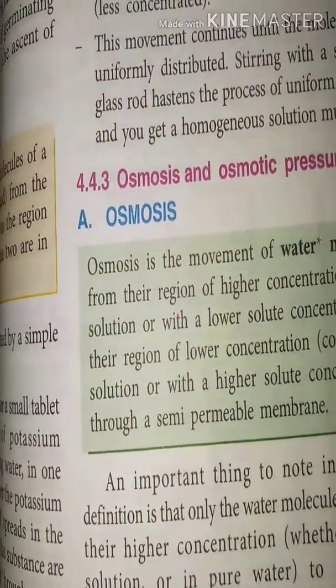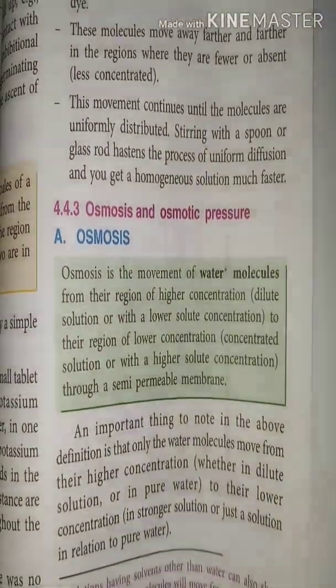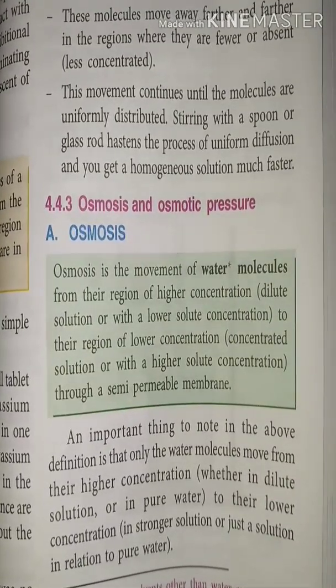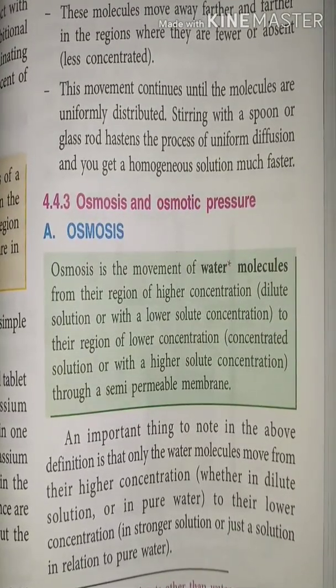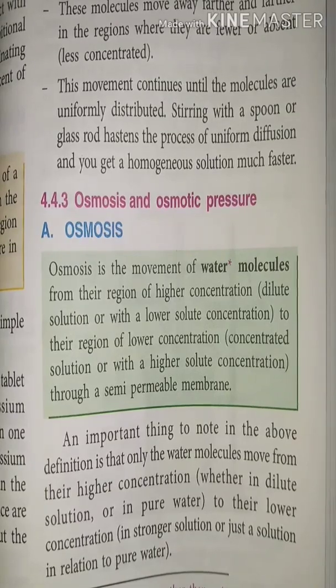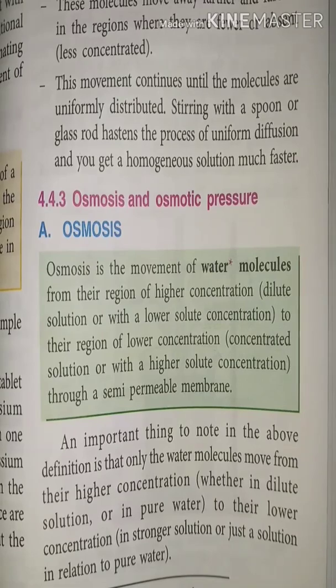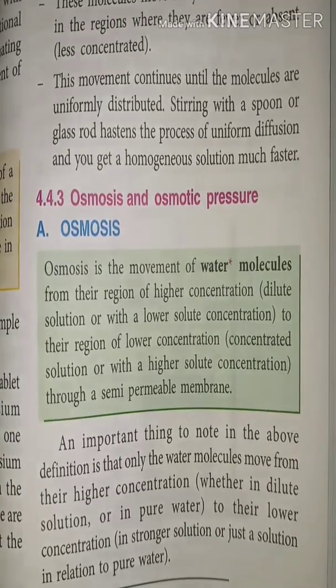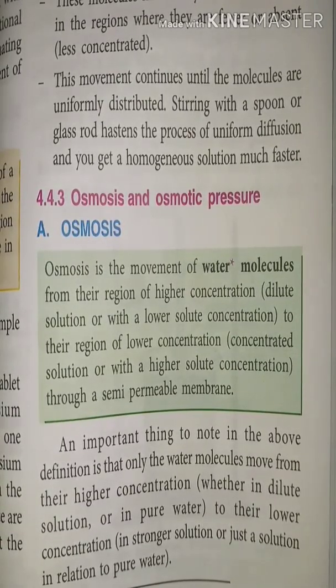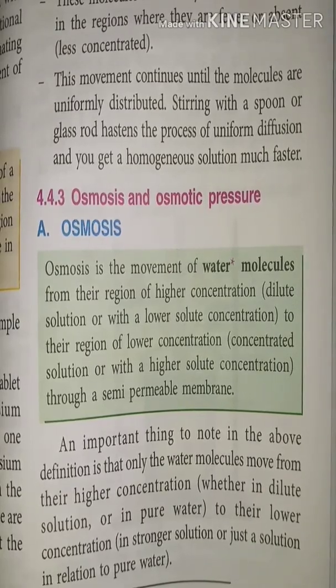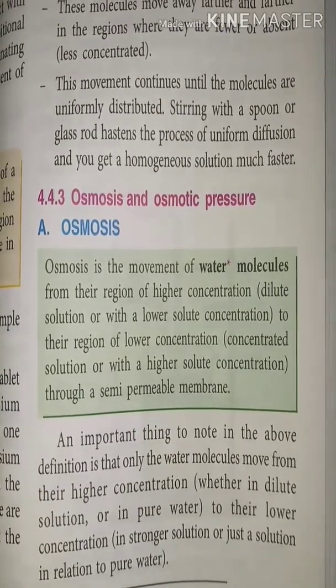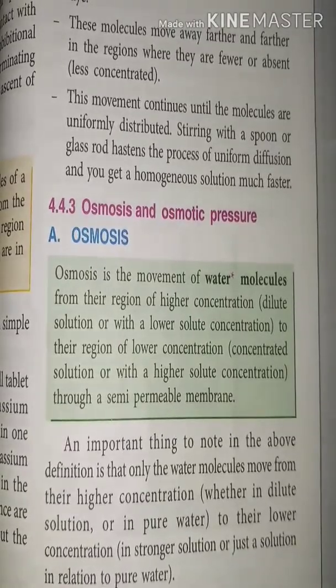So what is osmosis? Osmosis is the movement of water molecules from their region of higher concentration, that is a dilute solution or with a lower solute concentration, to their region of lower concentration, that is a concentrated solution or with a higher solute concentration, through a semi permeable membrane. Just see what is osmosis.